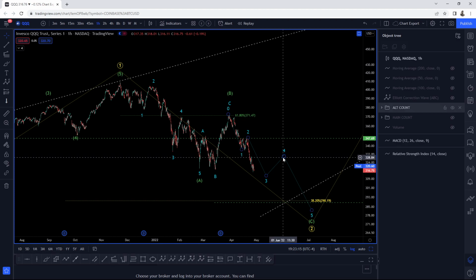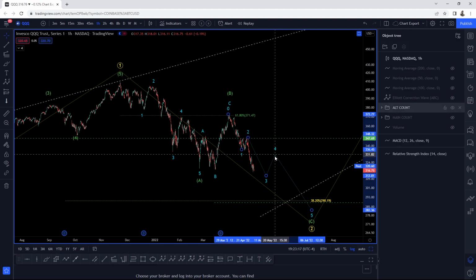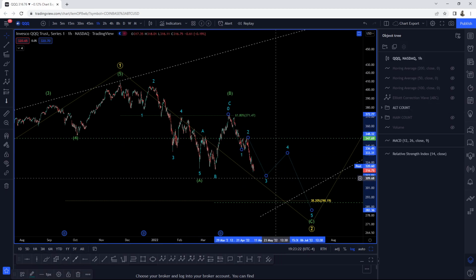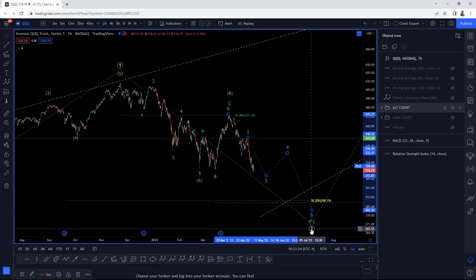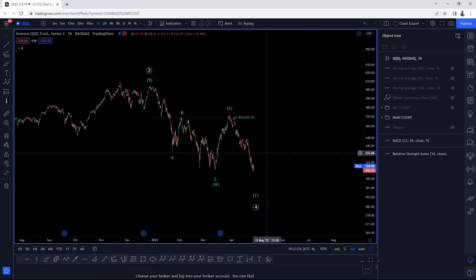Then the wave 4 is our guide to letting us know: if this wave 4 surpasses the territory of wave 1, then obviously we may have on our hands a completed wave 2 or a completed wave 4.